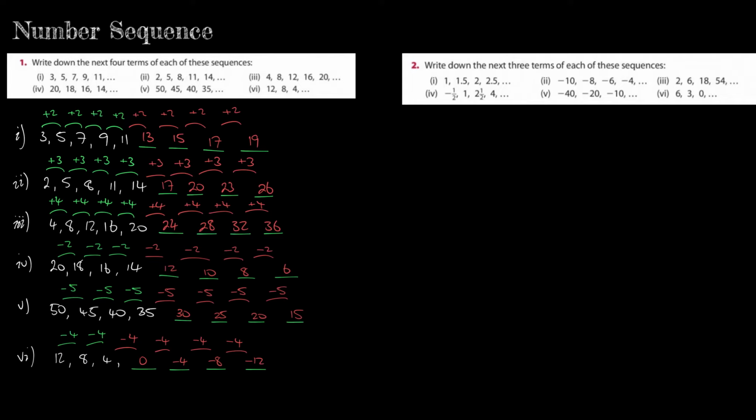So if I subtract 4, I get 4 take away 4 is 0. 0 take away 4 is negative 4. Negative 4 take away 4 is negative 8. Negative 8 take away 4 is negative 12. Okay.